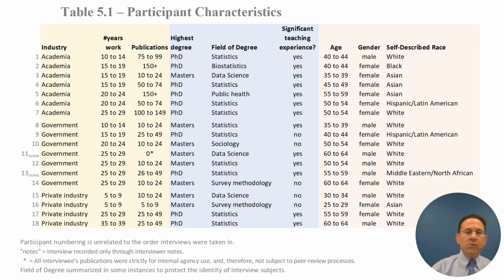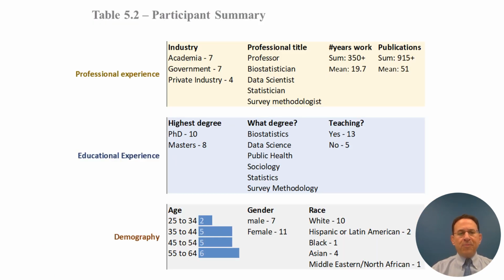These were our participants. We spoke to 18 professional statisticians with an average of just about 20 years of experience each. They came from academia, government, and private industry. Their educational experiences varied. 10 had a PhD, 8 had founded their career upon a master's degree. They were biostatisticians, professors, data scientists, statisticians, a variety of titles. Some had teaching experience, some didn't.